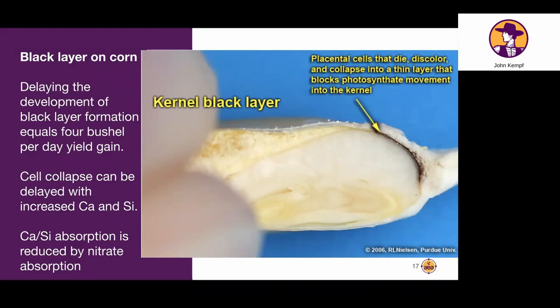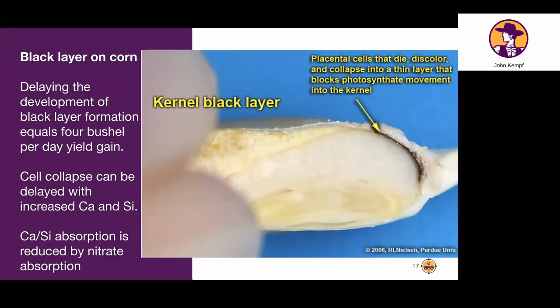I had a conversation with Michael McNeil probably half a dozen years, maybe a decade ago, where he was describing that what causes the black layer, of course, is that we have placental cells collapsing and blocking sugar transport into the kernel. Black layer can also be caused by photosynthesis of the plant itself slowing down or shutting down. With defoliation, some of the research that has been done shows that anything that limits sugar movement into the kernel is going to trigger the formation of black layer.